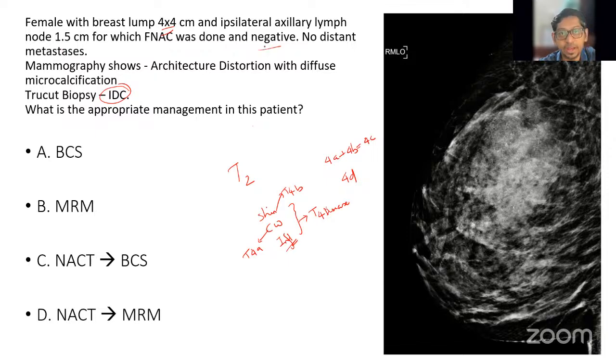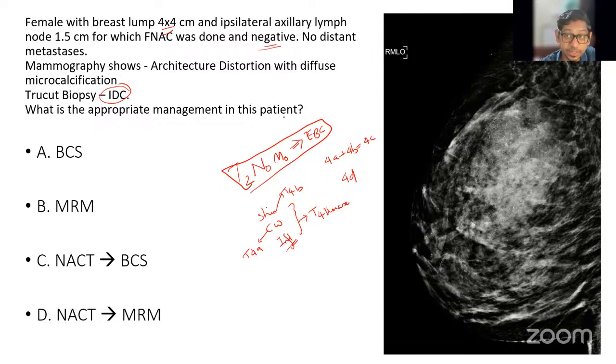However, FNA is negative. So this kind of patient in whom we have a lymph node that is palpable, but we have done an FNA and it is negative, we can label this patient as N0 disease. So again, there is no distant metastasis. So this patient becomes T2N0M0. Now T2N0M0 falls under an early breast cancer category. So this is an early breast cancer.